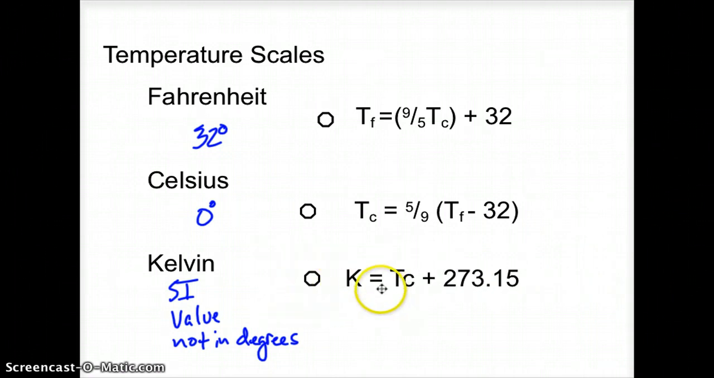The conversion is simple. If you have Celsius, you add 273.15. So the increment changes are equal. If Celsius goes up 1 degree, Kelvin goes up 1. You just add 273.15 to it, and we'll talk more about that when we get to thermodynamics. But these are our temperature formulas to convert from one to the other.